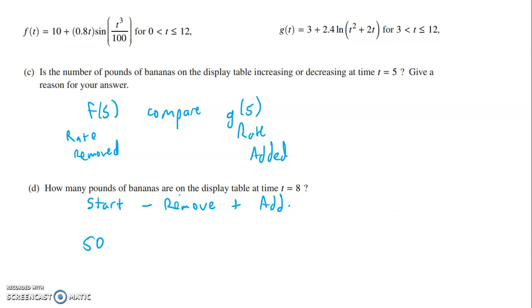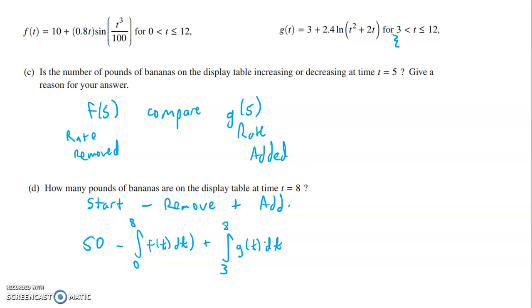To figure out how many removed, we have to use the integral of this rate. So we're going to subtract the integral from 0 to 8 of f of t dt. And then we're going to add however many got added. Now remember that they didn't start adding until 3 o'clock. So instead of going 0 to 8, this one's going to go 3 to 8. And again, we're going to let our calculator do all this work for us.